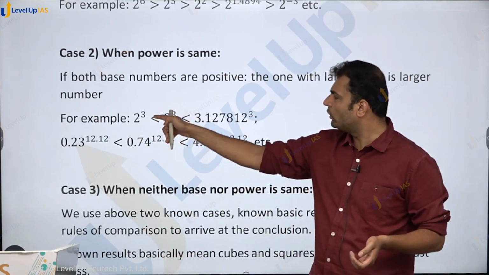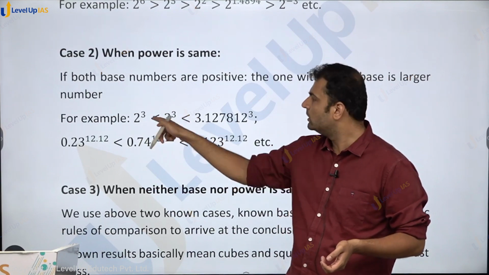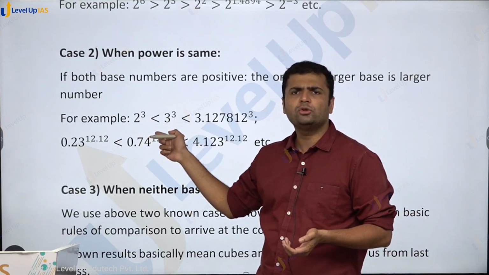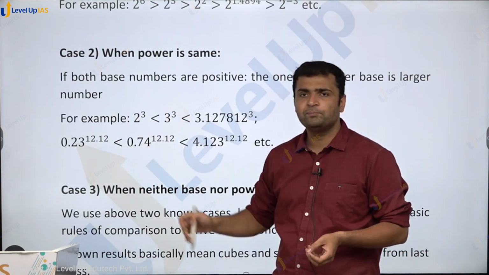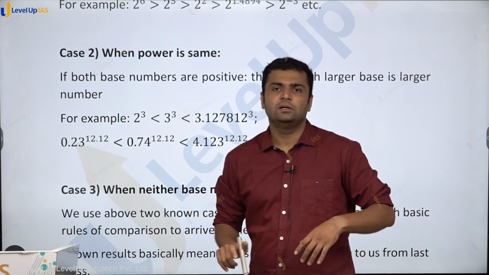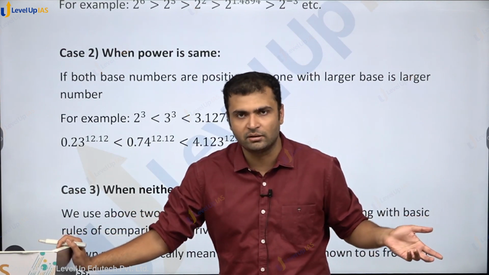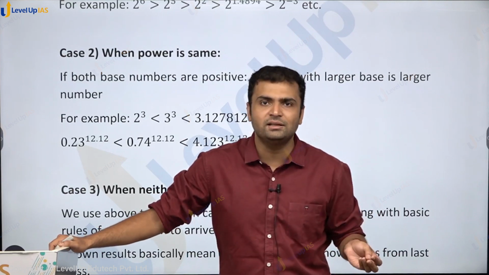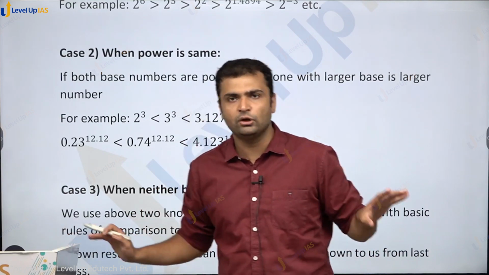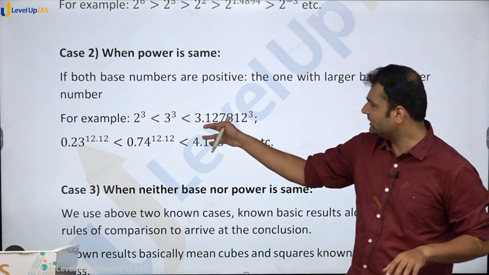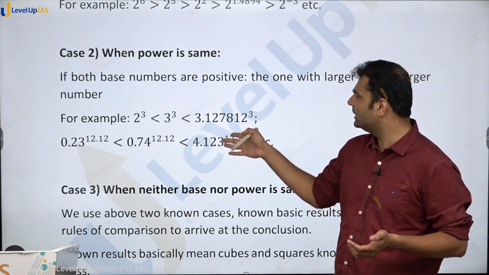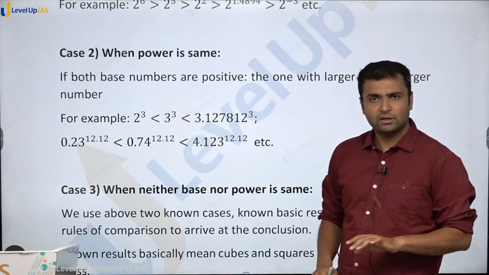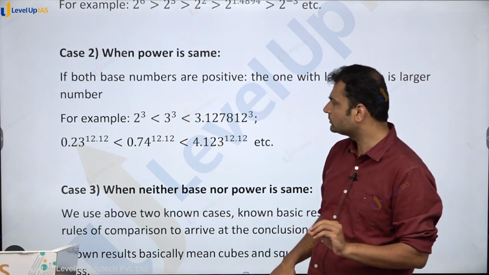2 and 3, both here we have 2 cube, here we have 3 cube. 3 is same, here also 3 is same. So 2 cube is going to be less than 3 cube because 2 is less than 3. If the power is same, then larger the base, larger the number. If the base is same, larger the power, larger the number. That is very, very logical, very normal. Then 3.1278, I don't know what that number is. That cube would have to be bigger than 3 ka cube, right? Very, very normal, very logical.